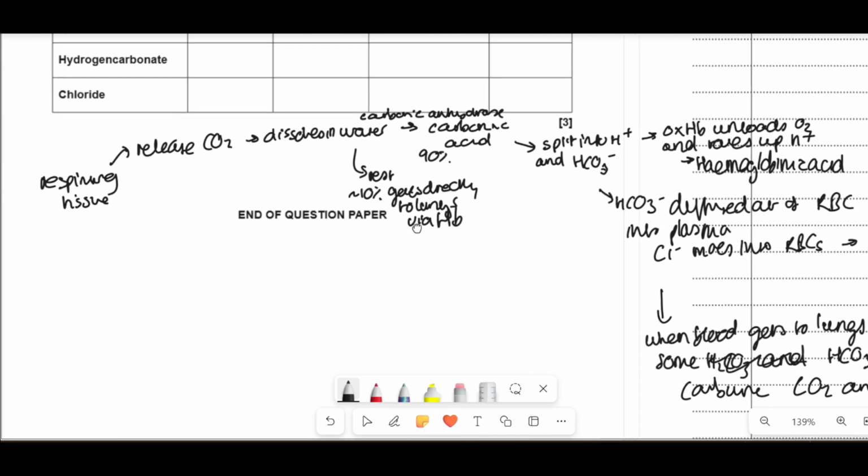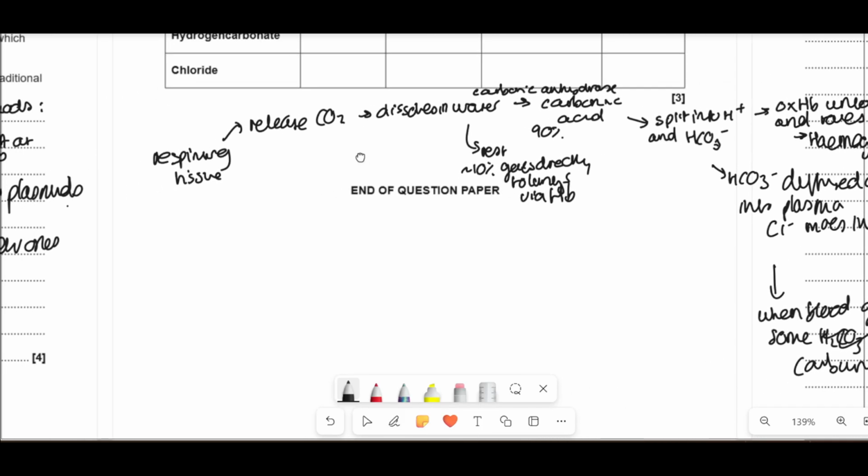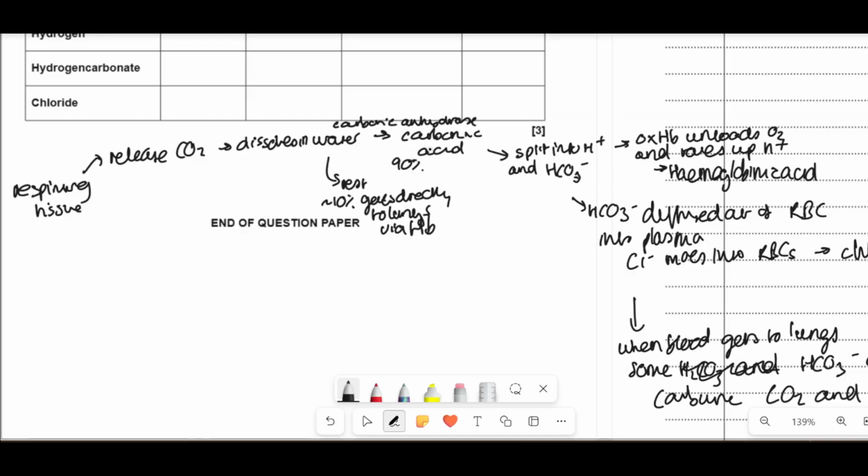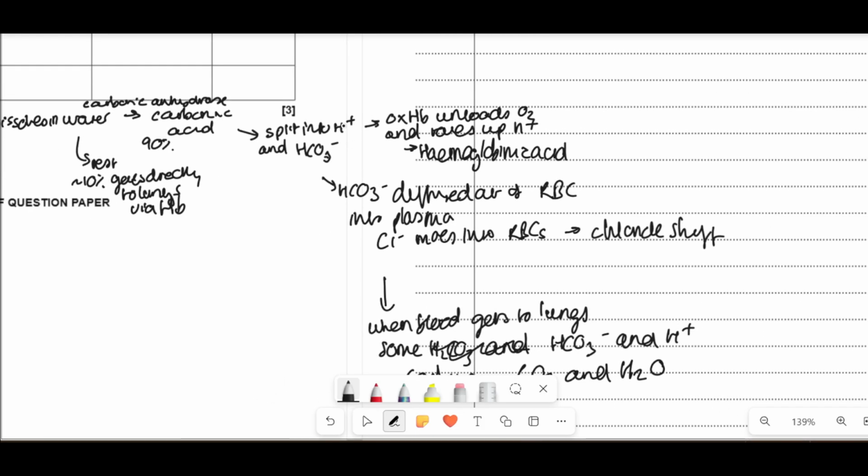So that's a quick crash course. As a reminder, you respire, you release CO2, and it dissolves in water to form carbonic acid, which is catalyzed by carbonic anhydrase. The rest directly binds to hemoglobin and goes straight to the lungs. The carbonic acid splits into H plus and HCO3 minus. The H plus makes oxygenated hemoglobin unload its O2 and then take the H plus up, to stop it becoming more acidic because there's more H plus. That forms something called hemoglobinic acid.